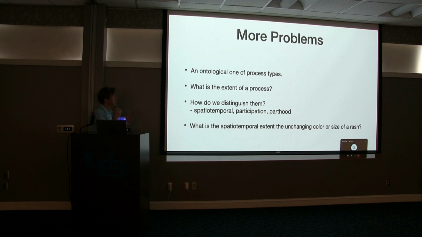There's more problems, and as Alan spoke to a good extent in his talk, there's this ontological problem about process types and understanding what the extent of a process is. How do we distinguish them? There seems to be spatiotemporal considerations, participation, and parthood that all play a role. But nonetheless, we have this problem with understanding what the spatiotemporal extent of an unchanging color or size of a rash.